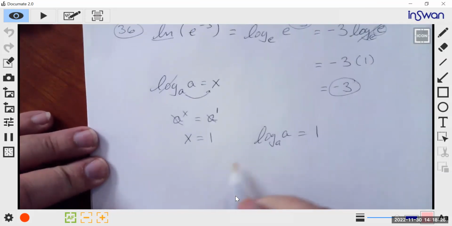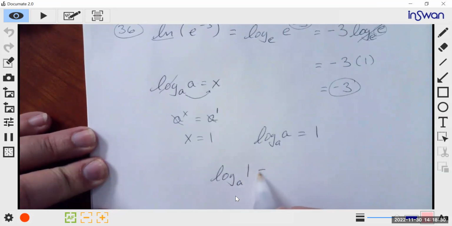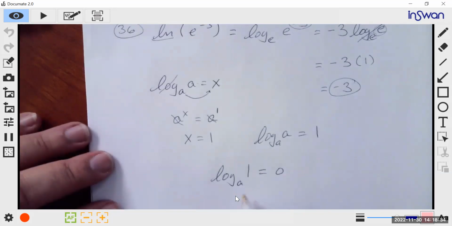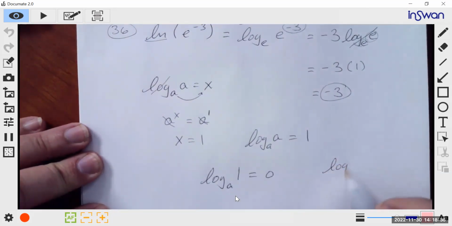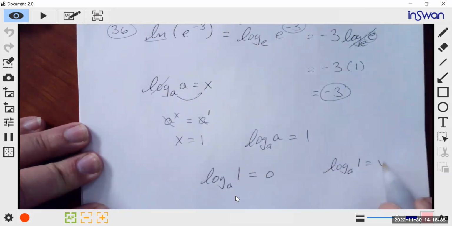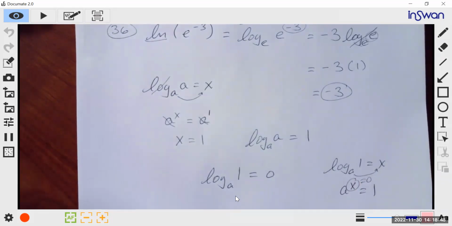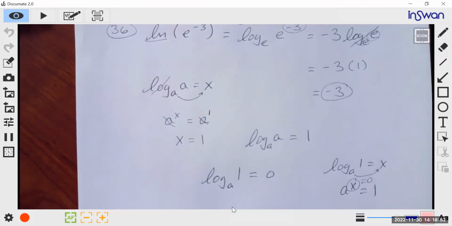Oh, another property. A log base anything of 1 is 0. Think of it: log base a of 1 is equal to x. Push the a up, so we have a to the power x equals 1. The only way that can be true is if x is 0. Anything to the 0 power is 1. Another property.